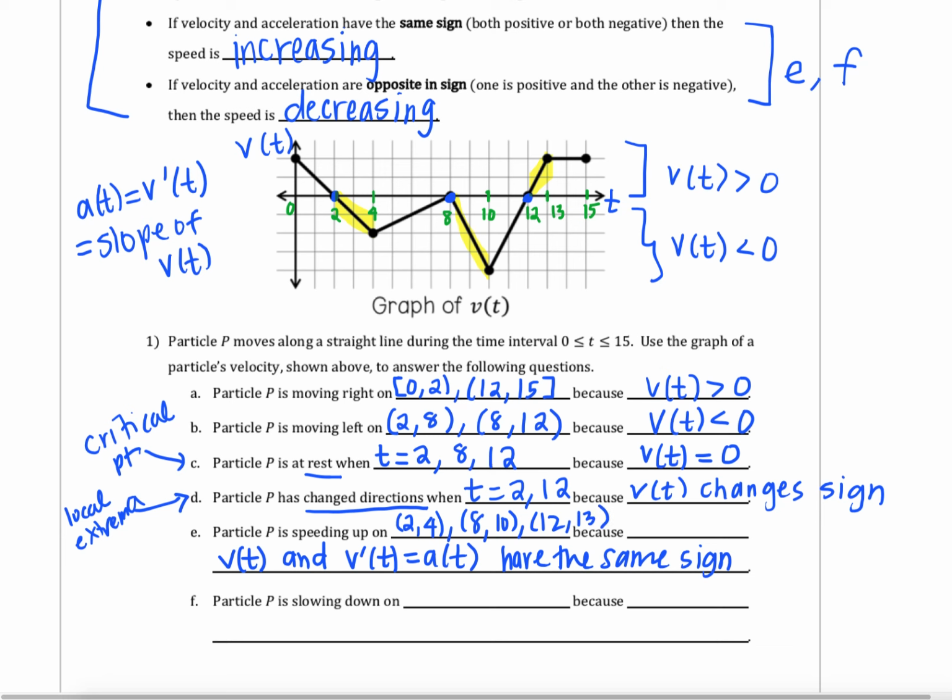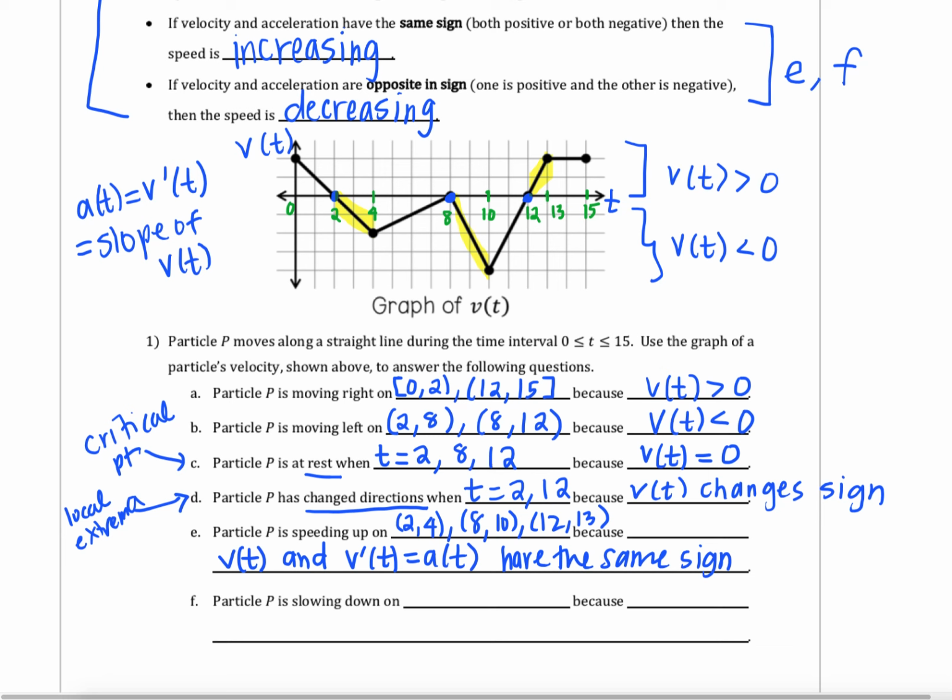particle P is speeding up because velocity and the derivative of velocity, which is acceleration, have the same sign. From 2 to 4 and 8 to 10, both velocity and acceleration are negative because we are below the x-axis with a negative slope. And then from 12 to 13, velocity is positive because we're above the x-axis, and acceleration is also positive because we have a positive slope there.